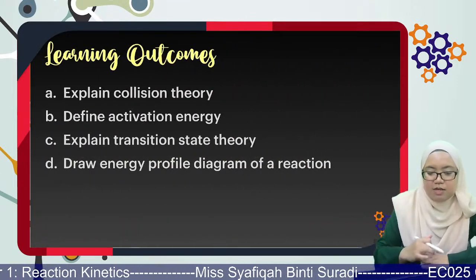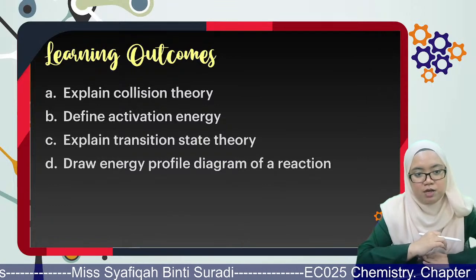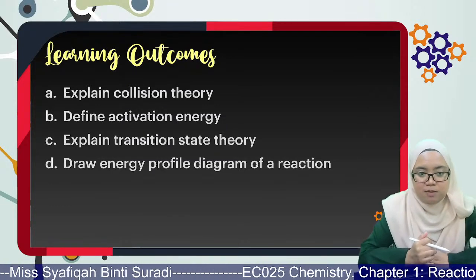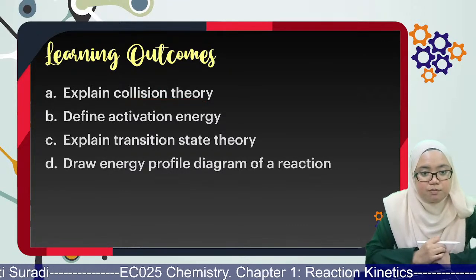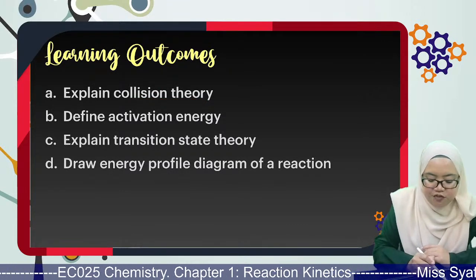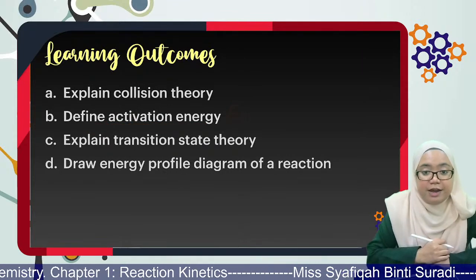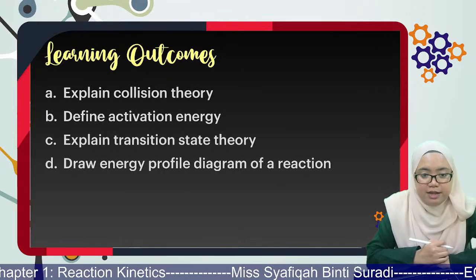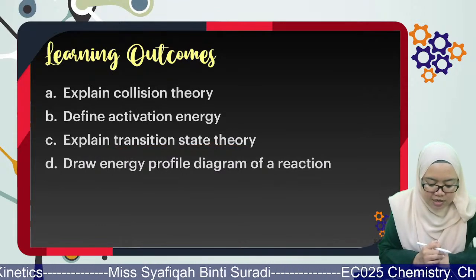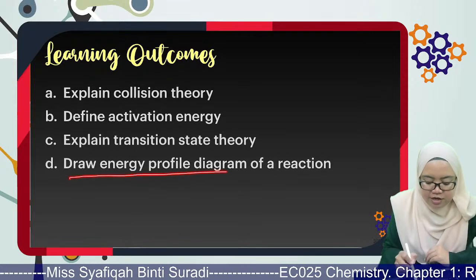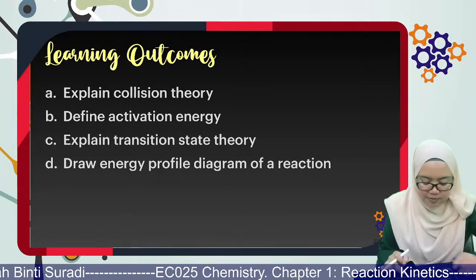Alright, so dalam subtopic 1.2 ni kita tak banyak slide pun, cuma kita cover few learning outcomes. Yang pertama kita nak explain apa itu collision theory. Okay, and then kita nak define activation energy. So yang EA ni lah, this is our activation energy. And then kita nak explain the transition state theory. And last but not least, kita nak draw dia punya energy profile diagram of reaction. Okay, so ada 4 saja learning outcome kita.